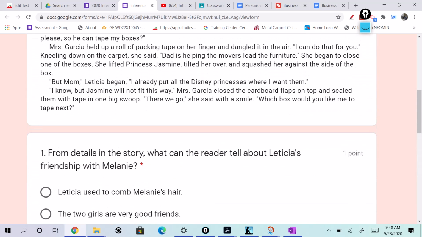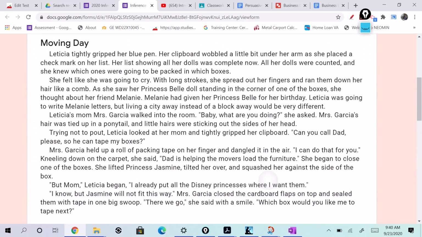Now, let's read the story together. Talking about Letitia on moving day. Letitia tightly gripped her blue pen. Her clipboard wobbled a little bit under her arm as she placed a check mark on her list. Her list showing all her dolls was complete now. All her dolls were counted, and she knew which ones were going to be packed in which boxes. She felt like she was going to cry. With long strokes, she spread out her fingers and ran them down her hair like a comb.